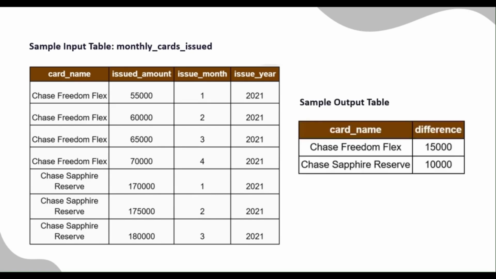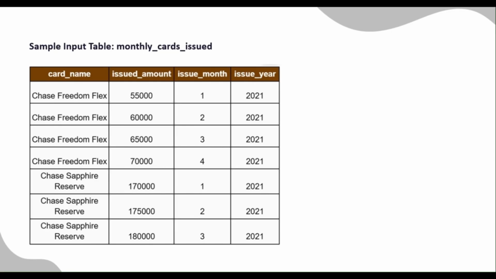It should have two columns, card name and the difference, which is the calculated difference between the highest number of cards issued and the lowest number of cards issued for each credit card. So let's now move on to understand the calculation behind this output table derived from the input table. From the sample input table, we can see two cards. The first card is the Freedom Flex card and the second card is the Sapphire Reserve card. For the Freedom Flex card, you can see the issued amount across months: for the month of January, the issued amount is 55,000.